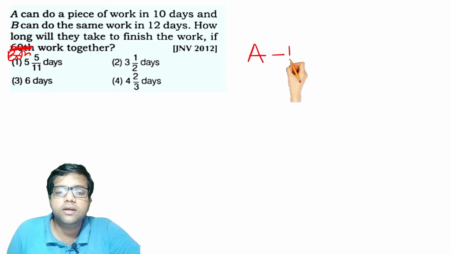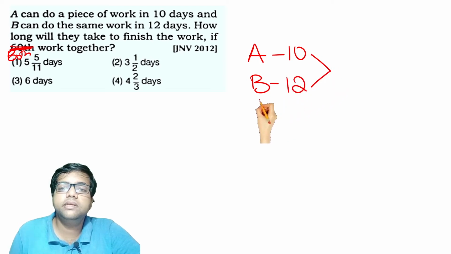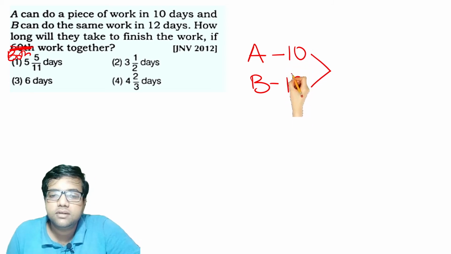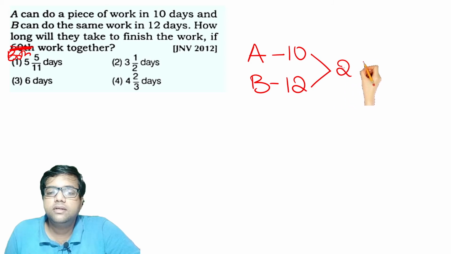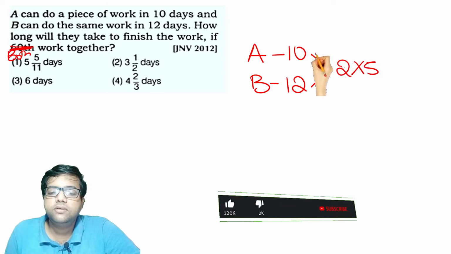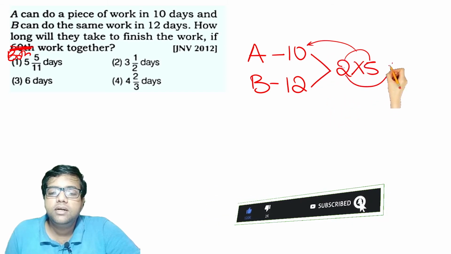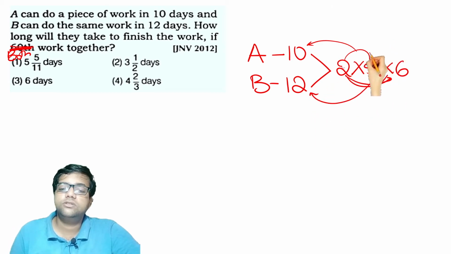A can do the work in 10 days. B can do the work in 12 days. So what will be the LCM? Look for the common factor, the highest common factor for both the numbers. I think it is 2 into 5, 2 into 6, so 2 is the highest common factor. Multiply with 5 in order to get 10, and multiply with 6 in order to get 12. So this is one method.